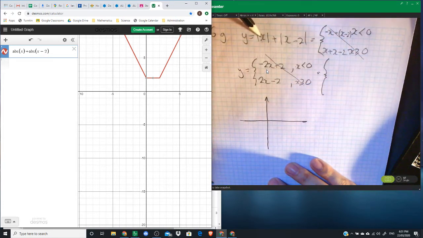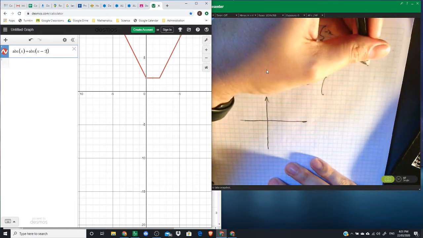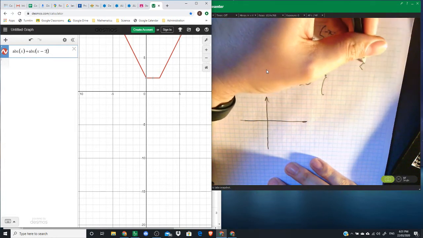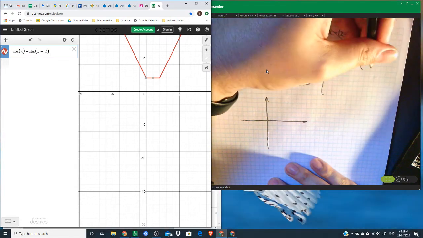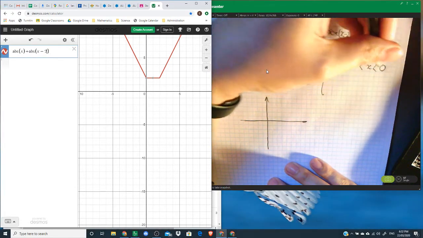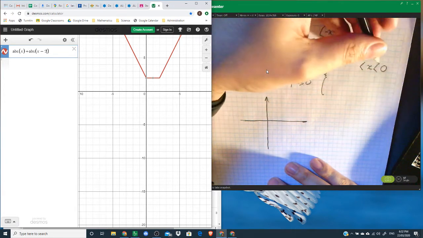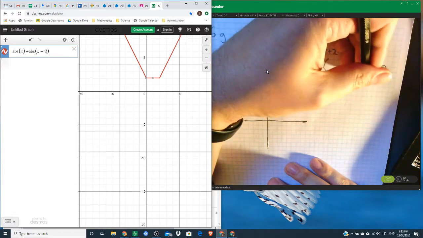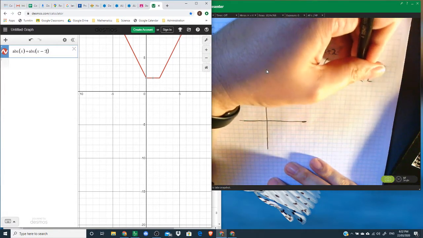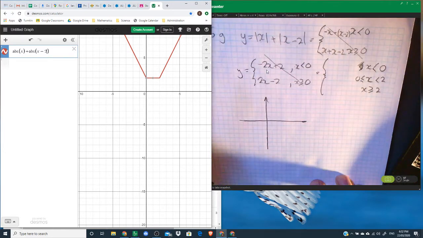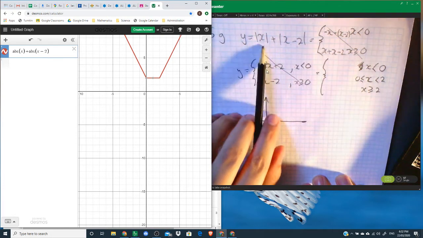All right, so if x is less than 0, well, let's have a look at that. There's 3 parts we want. Let's start with what happens when x is less than 0. The next part would be greater than 0 but less than 2, and then x is greater than or equal to 2. So if x is less than 0, then this one will trigger the negative.